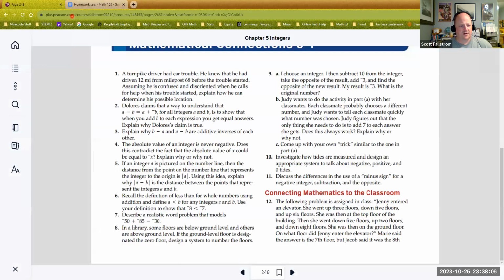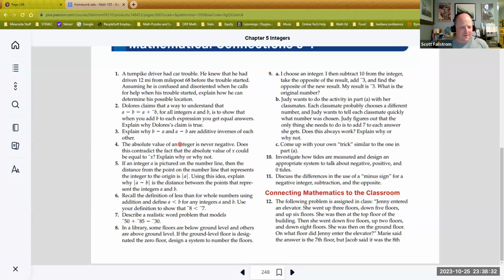So 3 through 5, explain why B minus A and A minus B are additive inverses of each other. Just remember, if you're going to think about this, go back. What's the definition of an additive inverse? So 3 and -3 are additive inverses. Why? Because when you add them together, you get 0. So that's a hint for number 3.